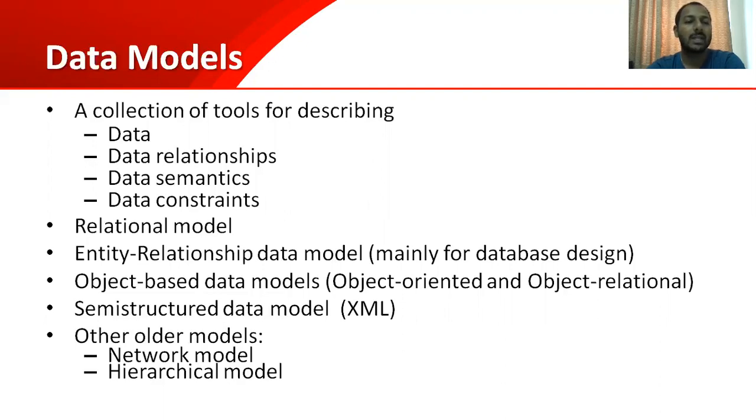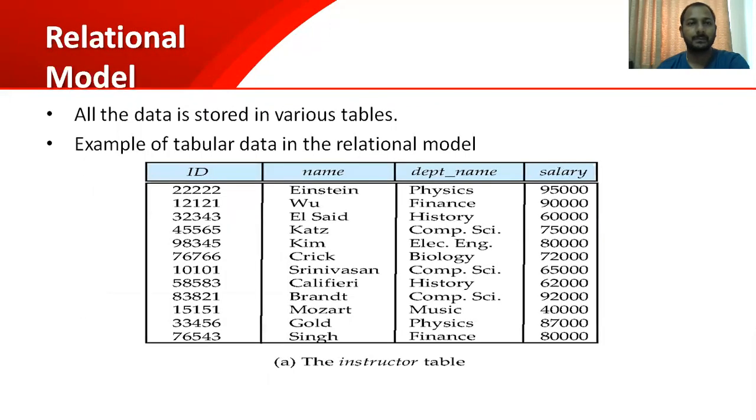Let us go to the next point, that is the relational model. In this lecture, I'll tell you the relation between two different tables by diagrammatic view. ER data model, this is very famous. We have a separate chapter on the entity relationship model. Object-based data models are something different from the ER model, and that also we are going to see. Then semi-structured data models, XML, and other older models, the network model and hierarchical model. This comes under the slide data models.